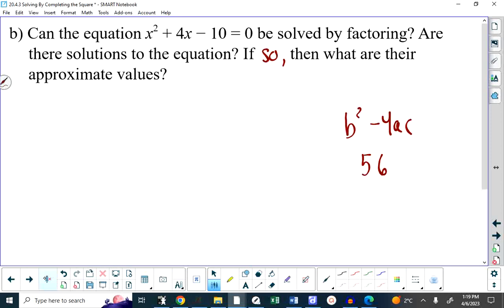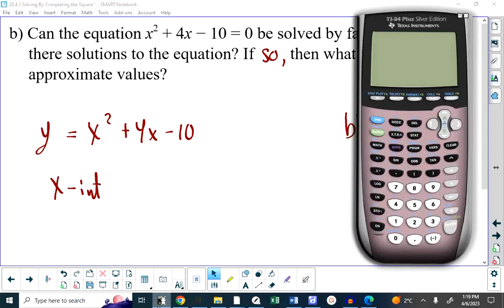That doesn't work. Are there solutions? Well, the only option we have here is to use our graphing calculator and see if the corresponding function has x-intercepts. If there are, then there are solutions. So we're going to look at y equals x squared plus 4x minus 10, and we're going to look at the x-intercepts. Because we learned in the very first day of this unit that the x-intercepts of the corresponding function are the same as the solutions to the corresponding equation.